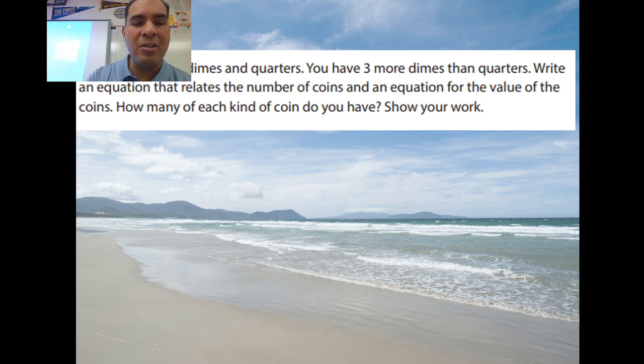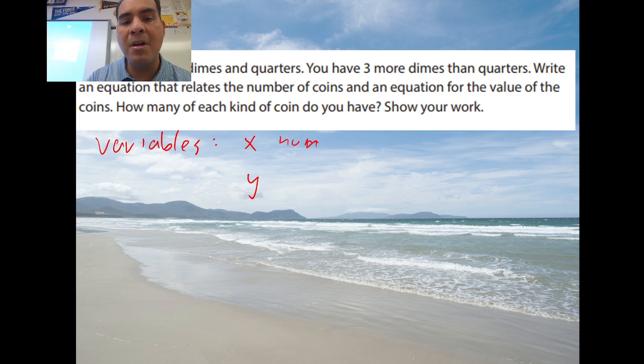Okay, but now we're going to go into creating a mathematical model, some equations for this situation. First, we have to define our variables. I'm going to use x and y for our variables, and it says here write an equation that relates the number of coins and an equation for the value of the coins. So the coins we're dealing with are dimes and quarters. So I'm going to say that x is the number of dimes, and y is going to be the number of quarters.